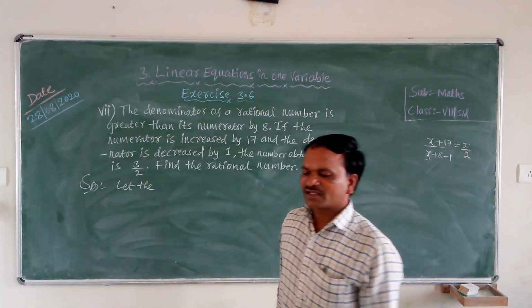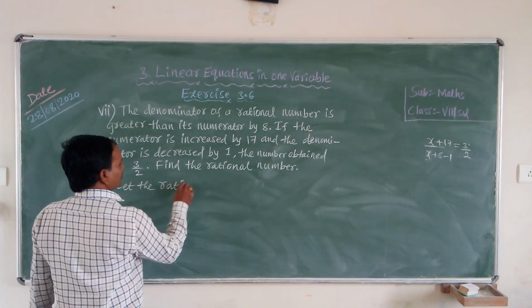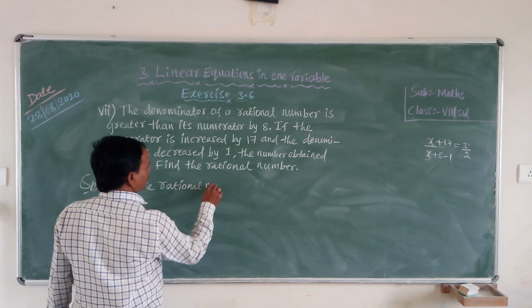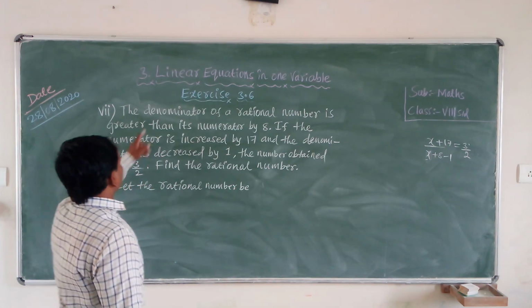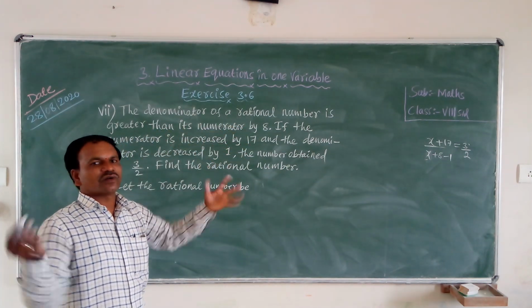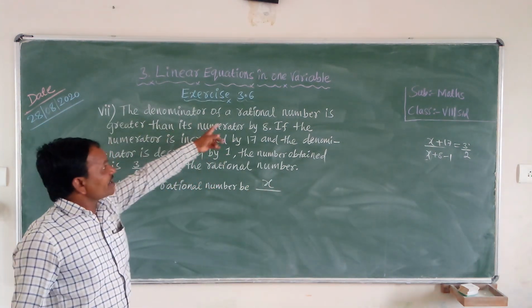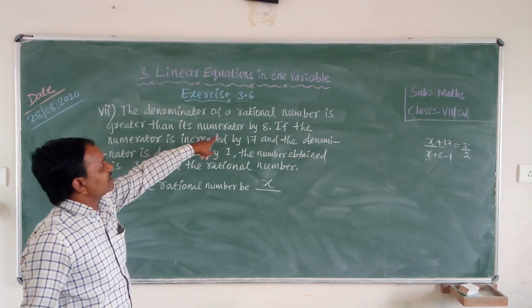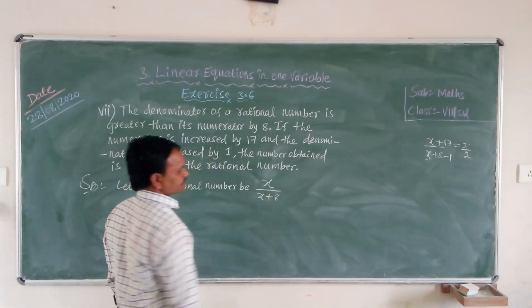Let the rational number be... what? The denominator of a rational number is greater than the numerator. The numerator is x. The denominator of the rational number is greater by how much? By 8. So the denominator is x plus 8.